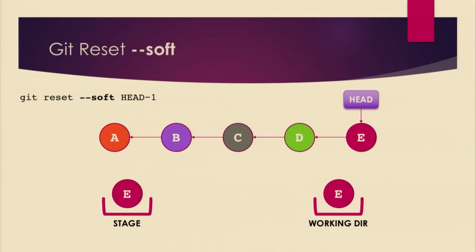All right, but let's talk about the different types of resets, right? Resets let you move back in history. There are 3 different types of resets. First one is soft. What does a soft reset do? Well, very easy. It simply moves the head back one place and removes the last commit from the history. Notice that it actually did not change the working directory or the stage.